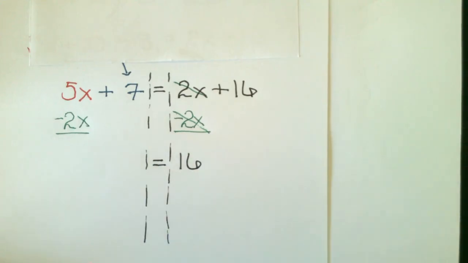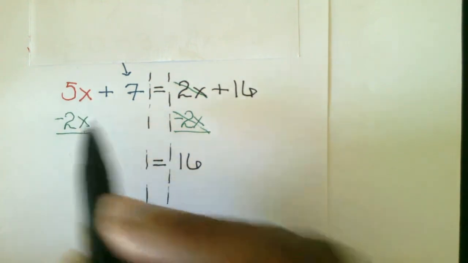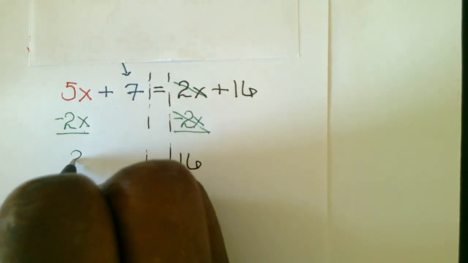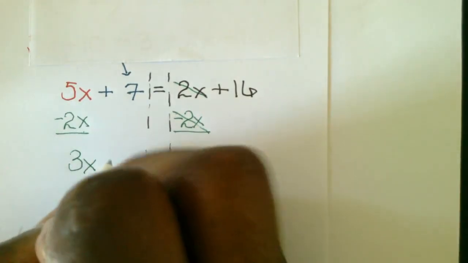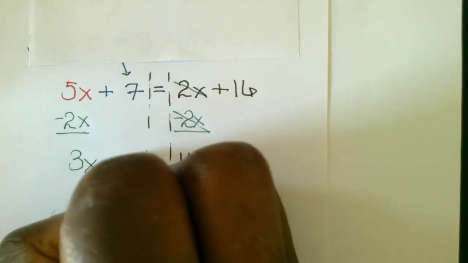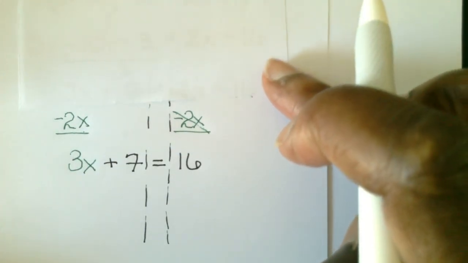So now, over here, on the left-hand side, we have 5x minus 2x. So that will give me 3x. Bringing down the positive 7. Okay, there you go, sweet Kelly.